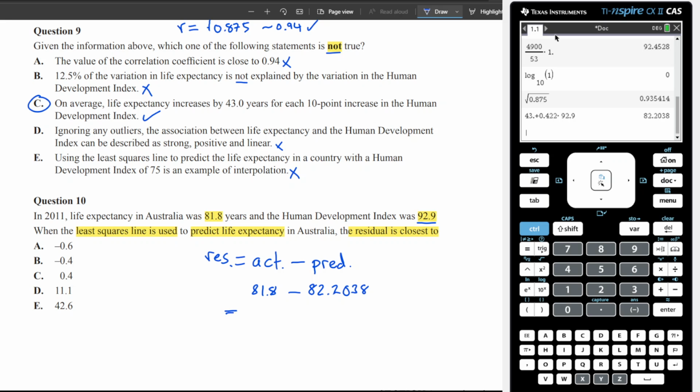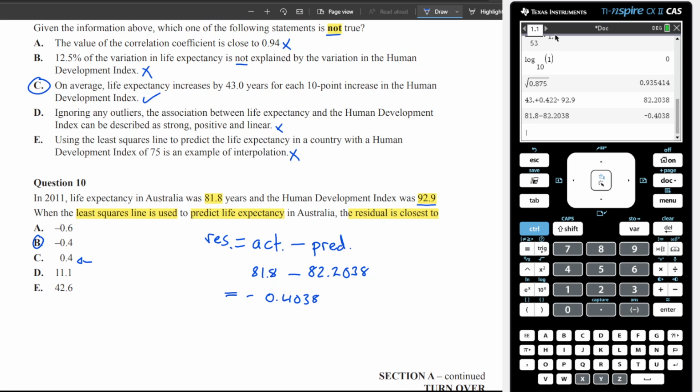That gives us a residual of 81.8 subtract our answer, and that gives us a residual of negative 0.4038. What is that closest to? Negative 0.4. Our answer is B. And you can see there are some distractors in there, because option C is very similar but without the negative. Some of the other distractors will be in there if we have put the wrong numbers into our formulas.